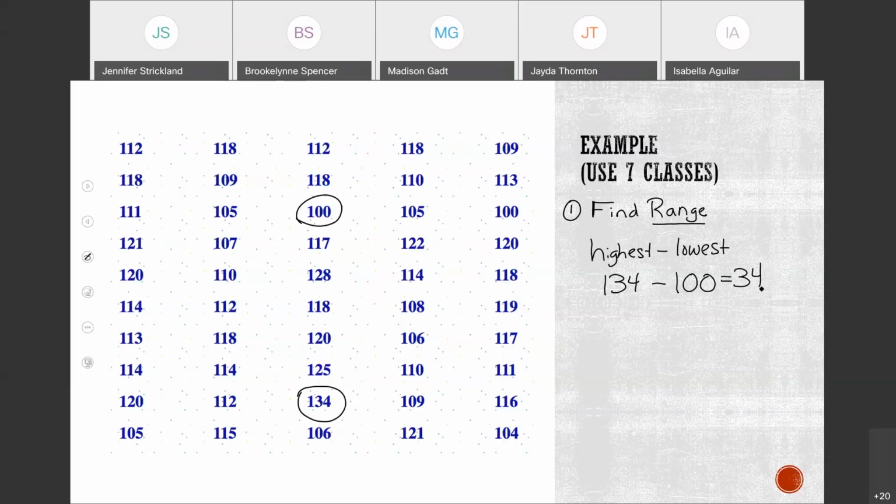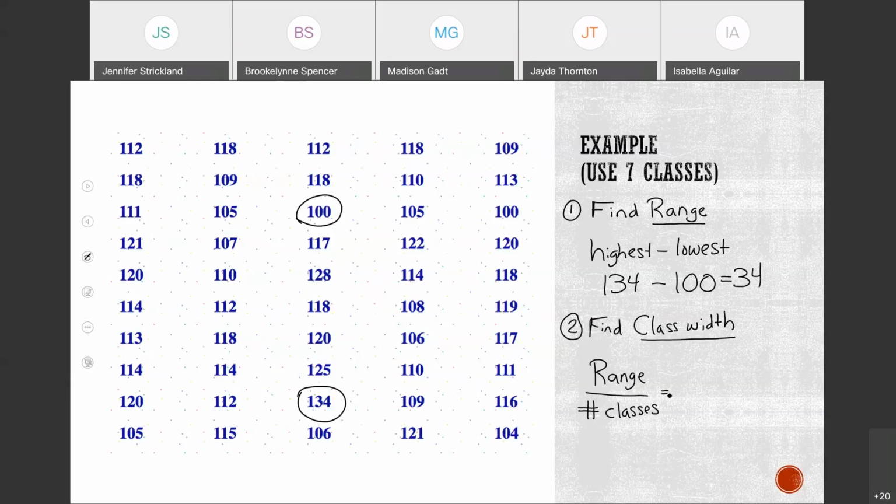Which means that this particular data set spans a possible 34 numbers. All right, the second thing I need to do is find what is called the class width. The class width is found by taking your range and dividing by the number of classes.